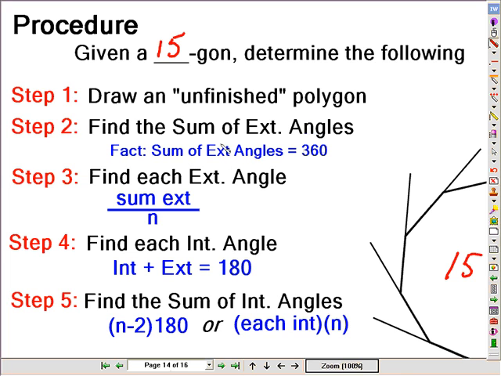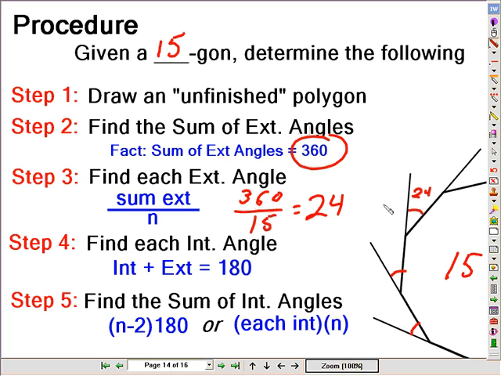The second step is the sum of the exterior angles is a constant, so we just know that answer. All of these will add up to 360. The third step is to find just one of these angles. We're going to take the sum of all of them, 360 degrees, and divide by how many we have. In this example, it would be 15, and that'll give us this one exterior angle, 24 degrees. So the exterior angle is 24 degrees.